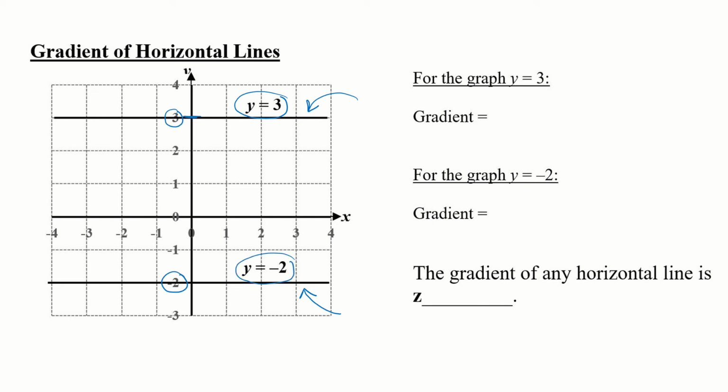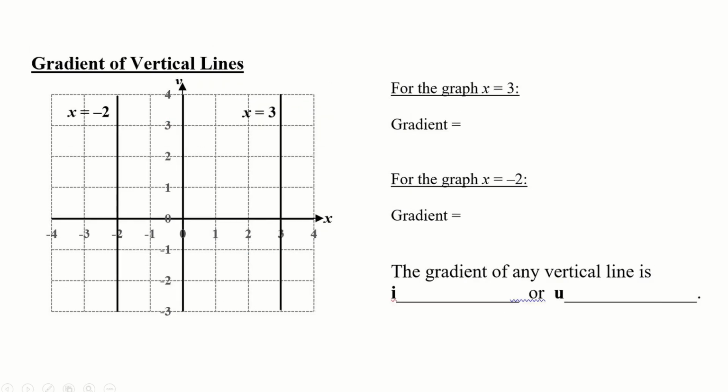Now, for horizontal lines like this, the gradients are going to be very simple: 0. So the gradient of any horizontal line is actually just 0. Easy, guys. Okay, next one.